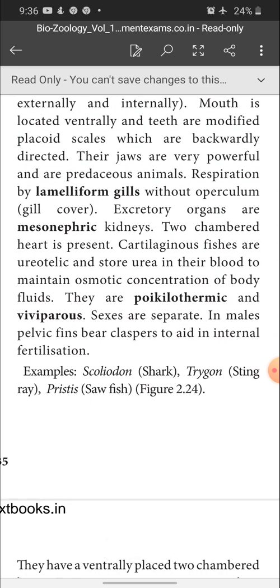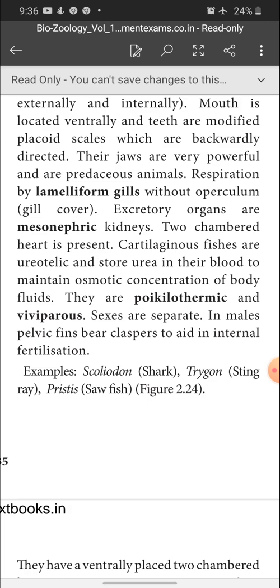What is meant by ureotelic? They excrete urea. Hence it is called ureotelic. In the urine, they excrete urea. They are called ureotelic, and store urea in the blood to maintain osmotic concentration of body fluid.